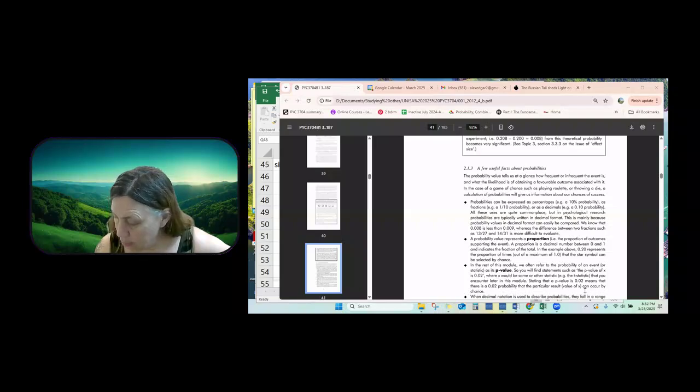Okay, when decimal notation is used to describe probabilities, it's between 0 and 1. The closer it is to 1, the greater the likelihood of success, and the closer it is to 0, the lower the chance of success. 1 is the equivalent of 100%, and 0 the equivalent of 0%. Then there are greater than or equal symbols, which are in the book. I haven't delineated that for us.